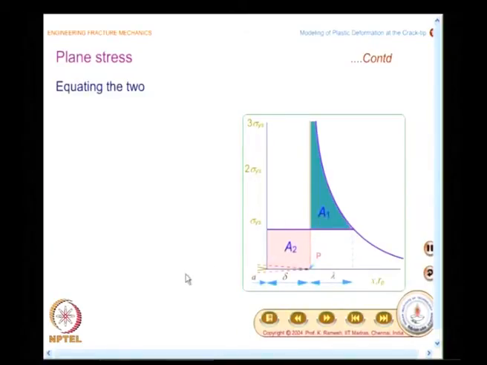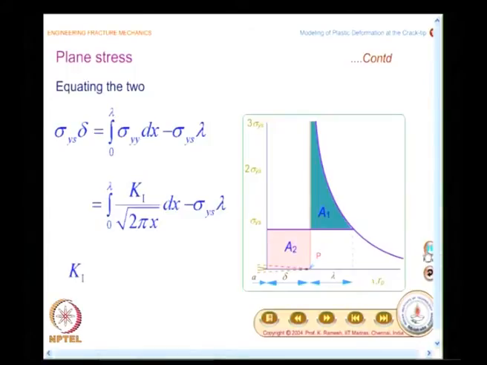And this animation is repeated here for your convenience. So, sigma ys multiplied by delta is equal to integral 0 to lambda sigma y y dx minus sigma ys lambda. And I can replace sigma y y in terms of k1 by root of 2 pi x multiplied by dx, minus sigma ys lambda.